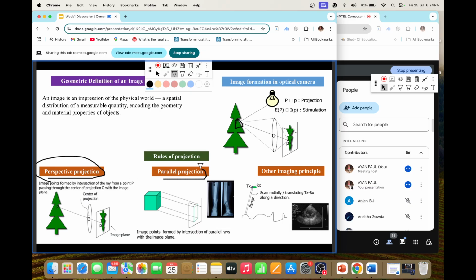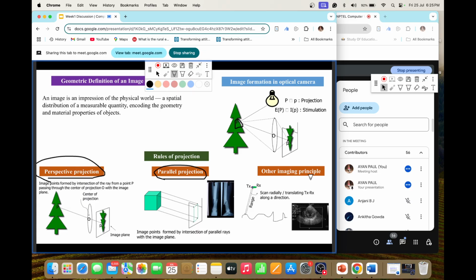There is another type of projection known as parallel projection. Parallel projection means image points are formed by the intersection of parallel rays with the image plane. Whenever you are taking an X-ray, you do not want this inverted image, so that is why we use parallel projection there. There are other imaging principles also used in scanners, radars, etc.